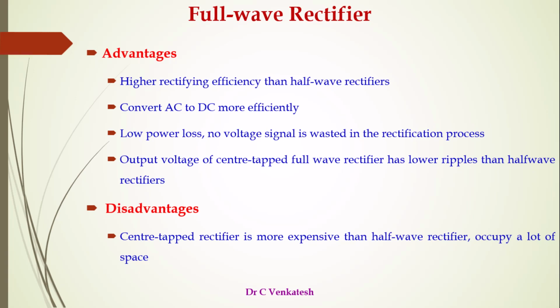Advantages of the full wave rectifier. Higher rectifying efficiency than half wave rectifiers. They convert AC to DC more efficiently. That means low power loss, because no voltage signal is wasted in the rectification process. The output voltage of the center tapped full wave rectifier has lower ripples than half wave rectifiers. Disadvantages: the center tapped rectifier is more expensive than a half wave rectifier and tends to occupy a lot of space.